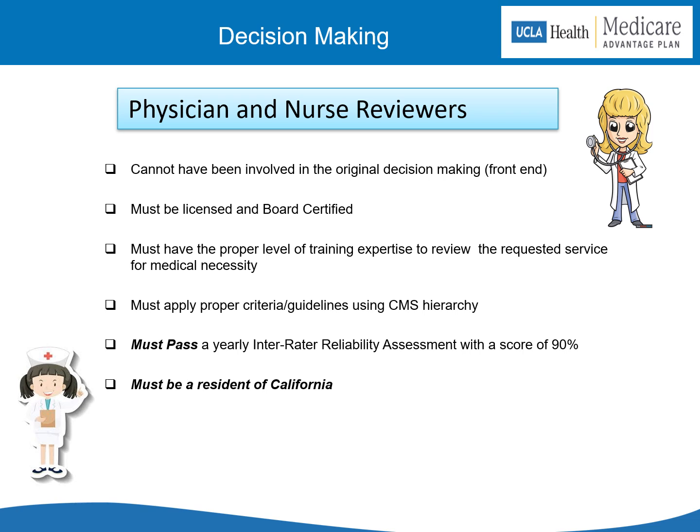We must be able to apply proper criteria and guidelines using the CMS hierarchy. We must also pass a yearly inter-rater reliability assessment with a score of 90% to demonstrate our knowledge and capacity. We must also be residents of California, meaning actively living in the state.